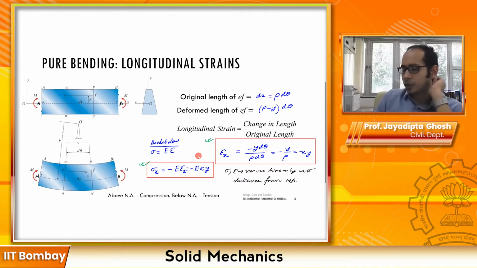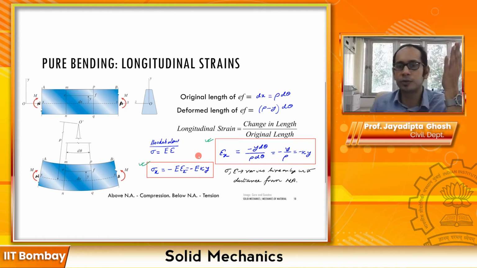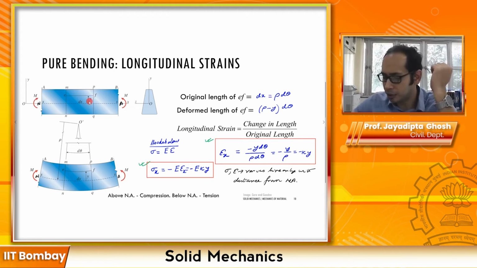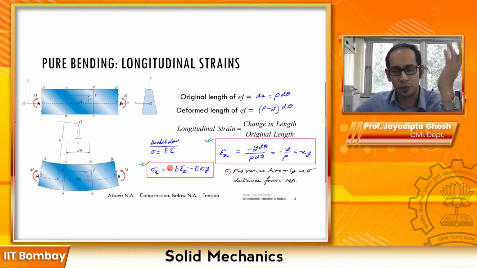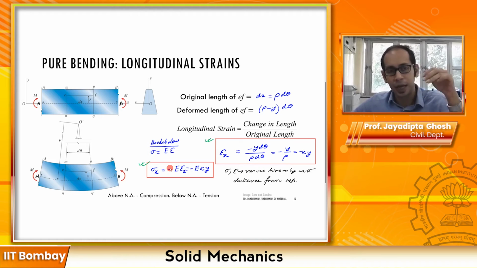Right. Now the important thing to note over here is that when y equals 0, and y, remember, is the distance from the neutral axis, then your strain is 0, stress is 0. So at the neutral axis, no stress, no strain, and that is the reason why the neutral axis does not undergo any contraction or elongation. It just stays what it is. Above the neutral axis, you are having a compression.